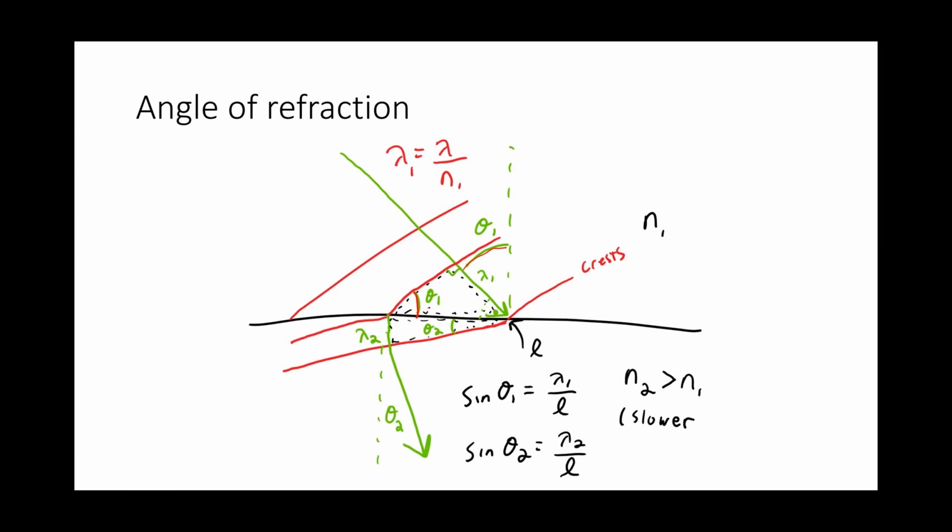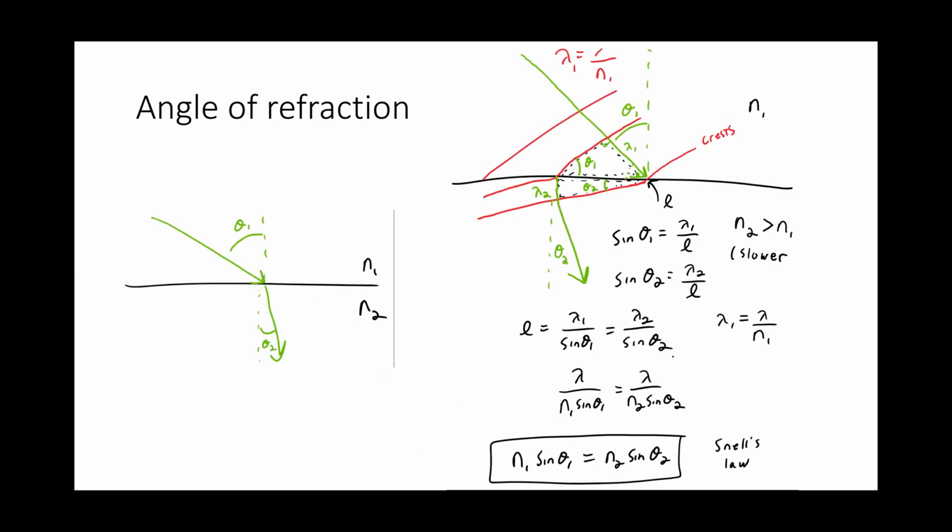And because I know that the hypotenuse of these two triangles is the same, I'm just going to call it L. Then I can use the equation that the sine of each angle is going to be the wavelength over the hypotenuse. I'm going to solve both sides of this equation for L in order to put them together and get rid of L, because I don't actually know what L is. So if I combine those two equations, I get that the wavelength in medium 1 over the sine of theta 1 is equal to the wavelength in medium 2 over the sine of theta 2.